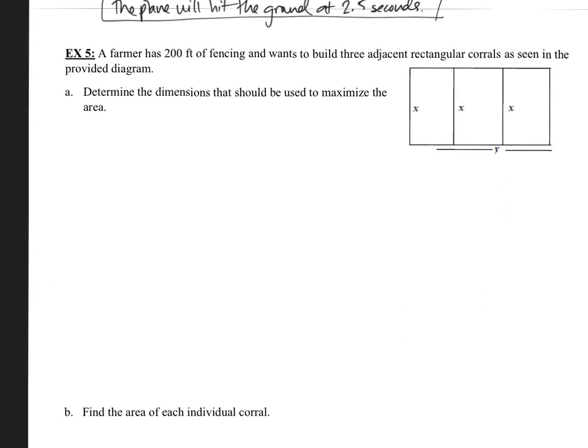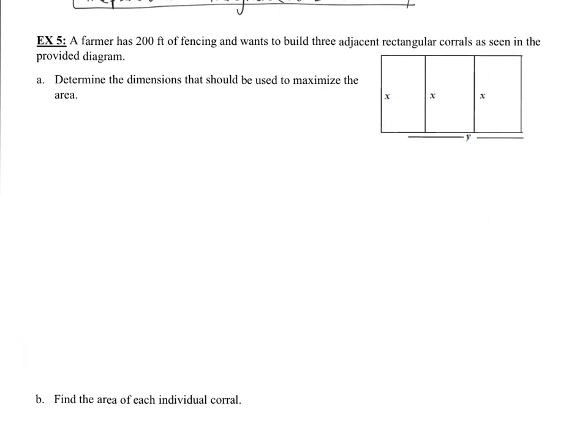Okay, so let's take a look at example 5, which I believe is the last one for this video. Example 5. A farmer has 200 feet of fencing and wants to build 3 adjacent rectangular corrals as seen in the provided diagram. Okay, so we can see that right here. So we have the 3 little corrals, and we don't actually know any of their dimensions. It's not mentioned. But we know he has 200 feet of fencing to build these.